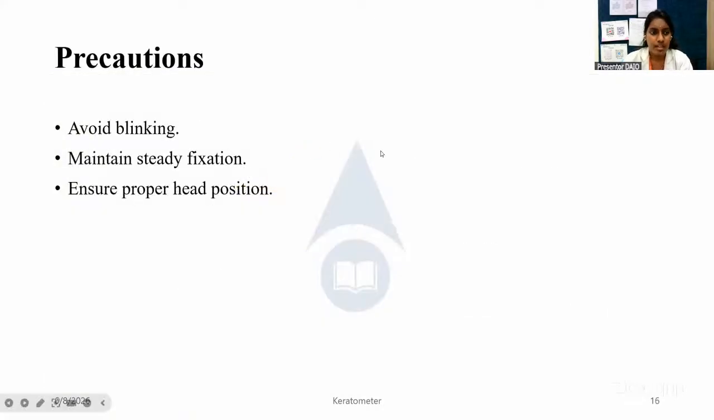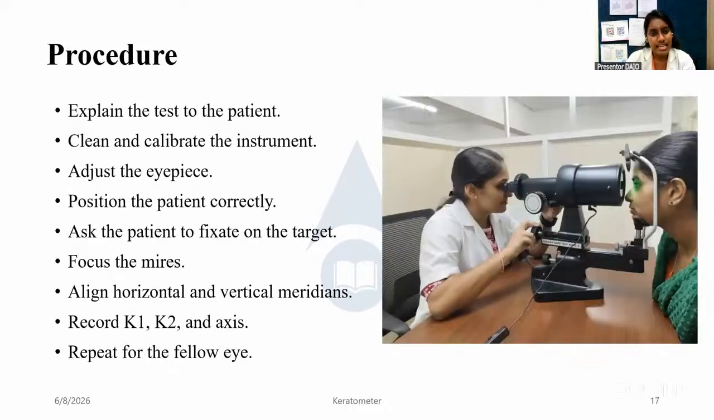Precautions during keratometry. Avoid blinking, maintain steady fixation, ensure proper head position. Procedure. Explain the test to the patient, clean the chin and forehead rest, calibrate the instrument, adjust the eyepiece before starting the procedure. Position the patient correctly. Ask the patient to fix on the target. Focus the Mires. Align the horizontal and vertical meridian. Record K1, K2 and axis. Lower corneal diopter is considered the flat K and higher corneal diopter is considered the steep K. Repeat for the fellow eye.